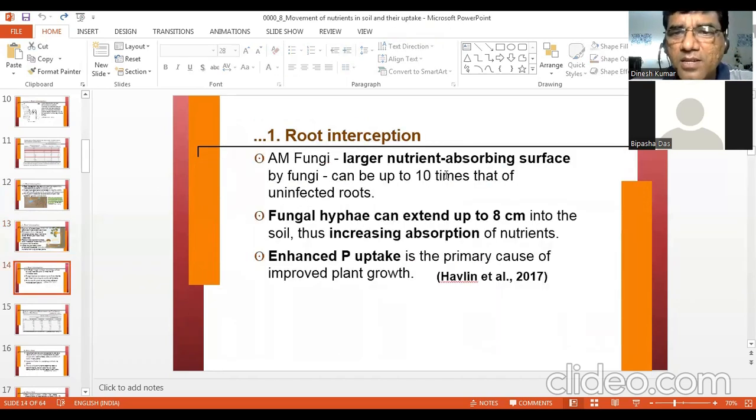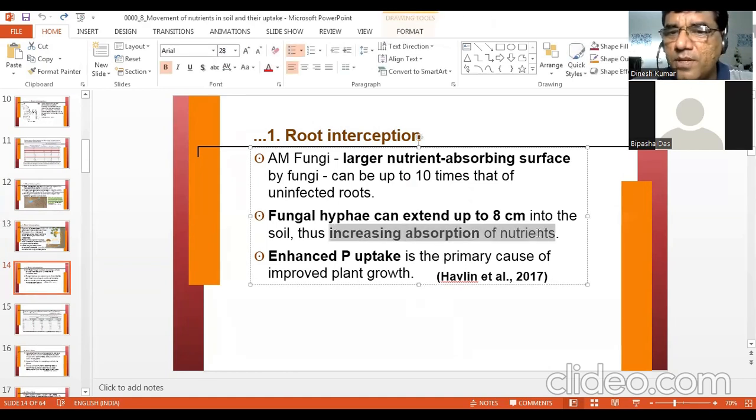The larger nutrient absorption area by AM fungi can be up to 10 times that of uninfected roots. So there is a larger area for acquisition and uptake of nutrients. Fungal hyphae can extend up to 8 centimeters into the soil, thus increasing the absorption of nutrients. Enhanced phosphorus uptake is the primary cause of the improved plant growth due to infection by mycorrhiza.